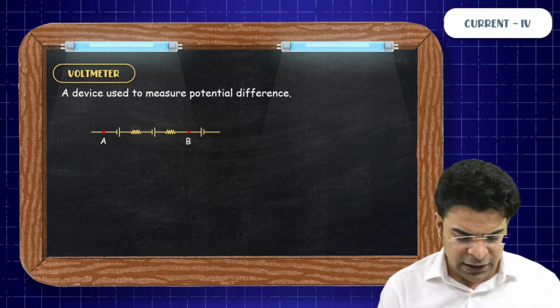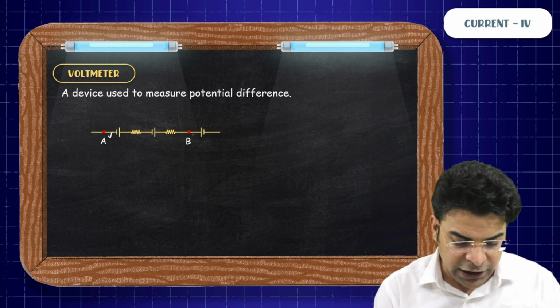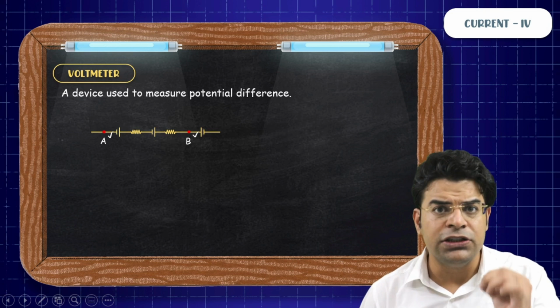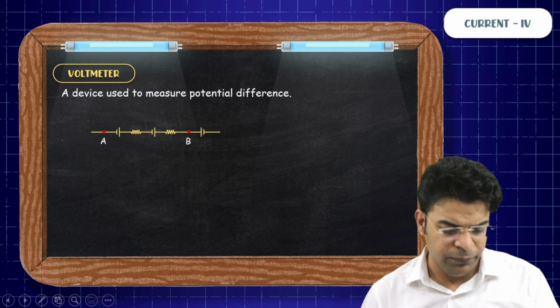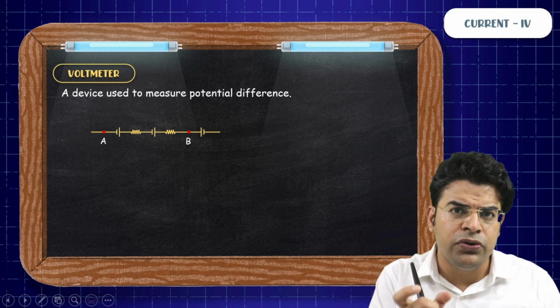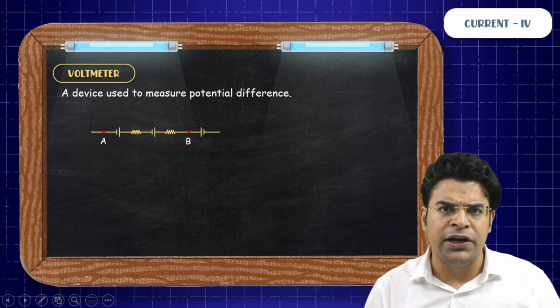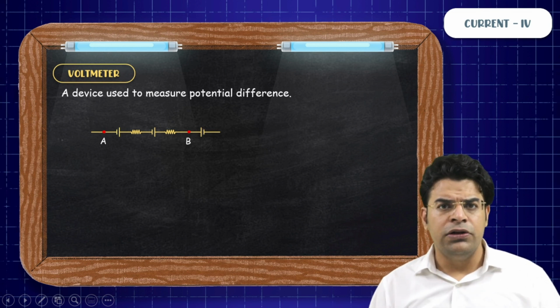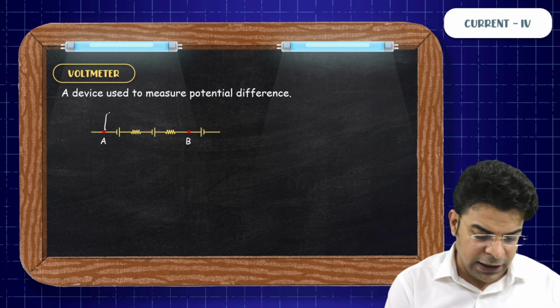So let's say here we have got some part of a circuit and there are 2 points on the circuit, point A and point B. Our mission is to find the potential difference between the point A and point B. Okay. So how do you think we will measure the potential difference between point A and point B? By connecting a voltmeter.